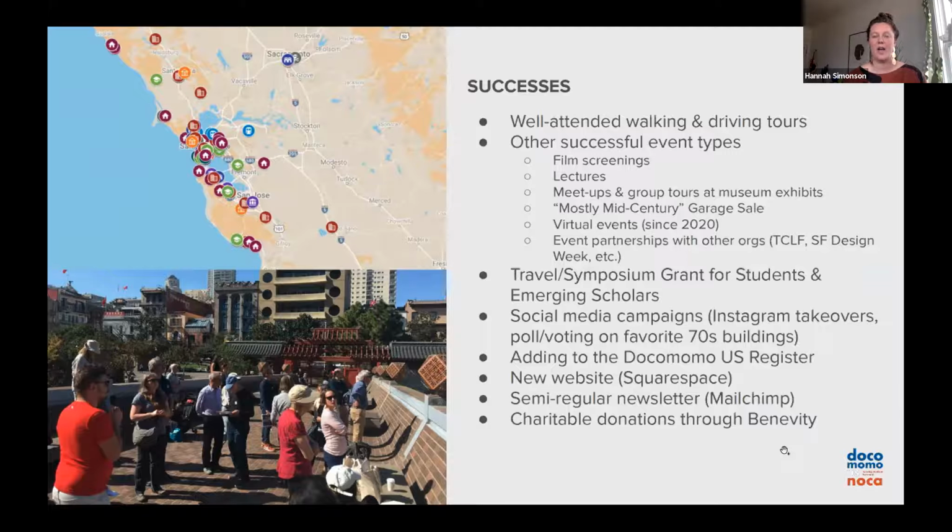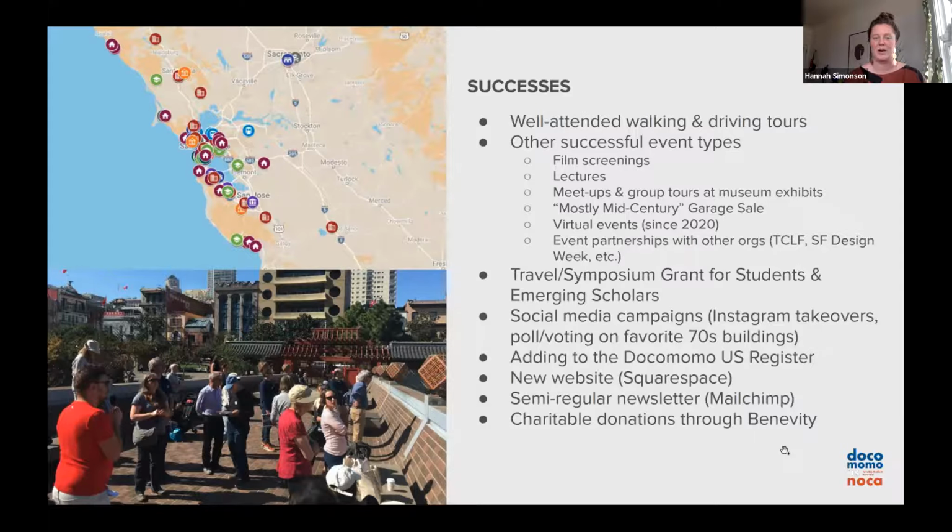Some other event types that we've done over the years that have also been really great have been film screenings. We've done some lectures over the years. We've done a few different meetups or group tours at museum exhibits that were related to modernism. We did what we called the mostly mid-century garage sale one year, which was a fun event. As I mentioned, we've done a number of virtual events and tours in the past year.